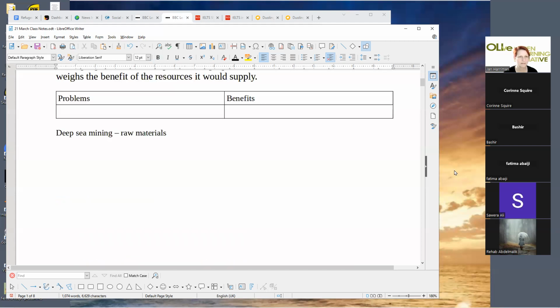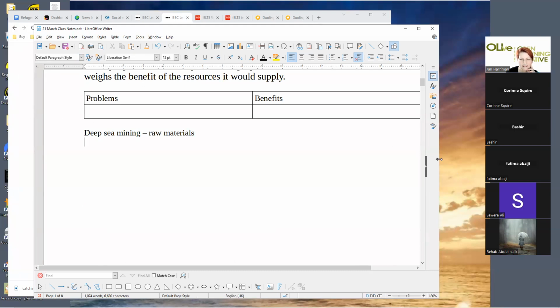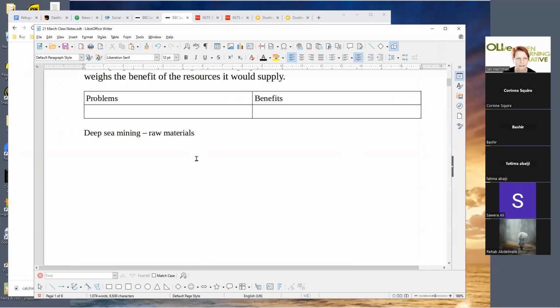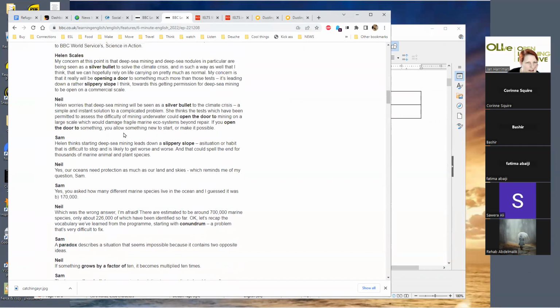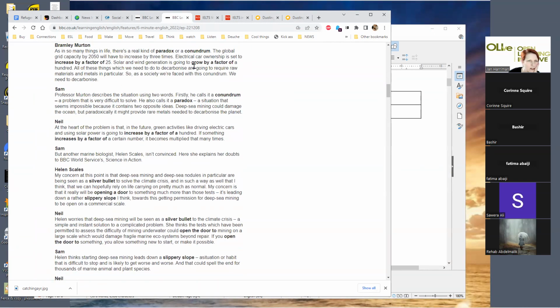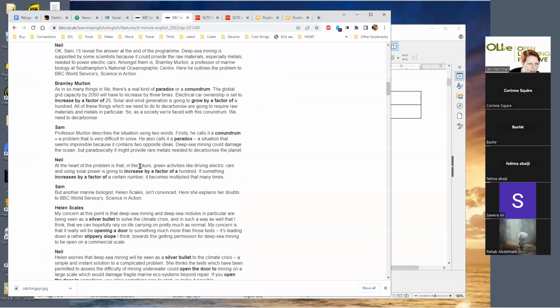So, sorry. And what kind of raw materials did they talk about finding? Did anyone hear what kind of raw materials they talked about finding? They're talking about metals? Yes. So there were metals. And we can flip over to the article. Let's see, here we are. Yes, the raw materials, especially metals.